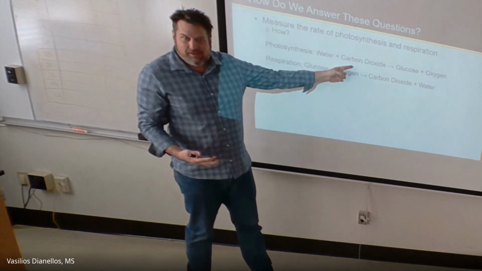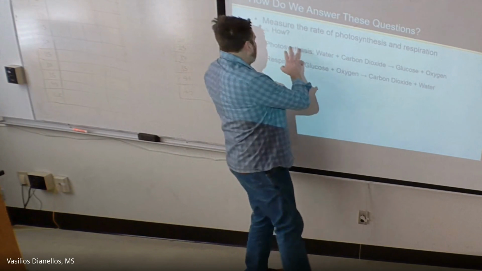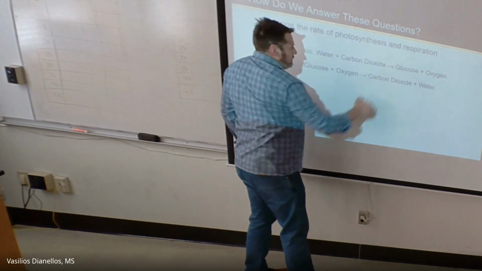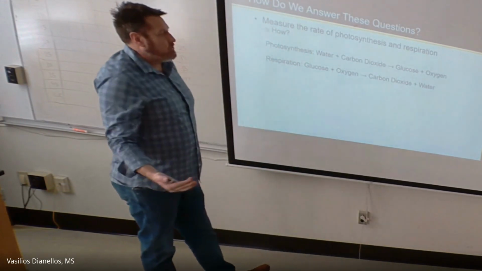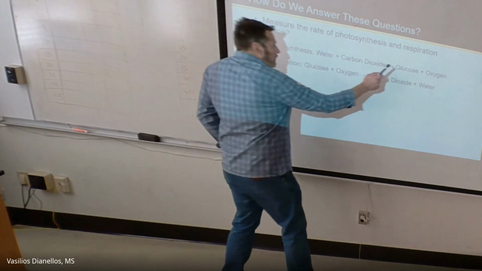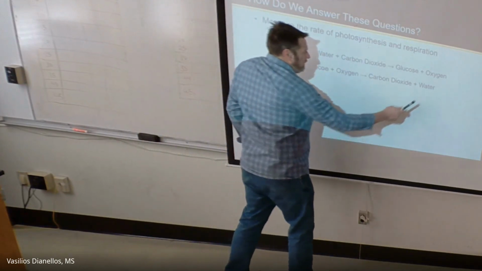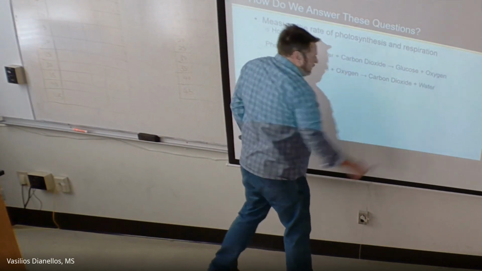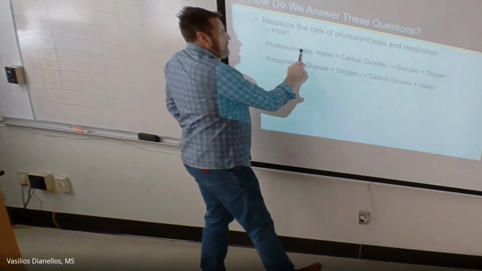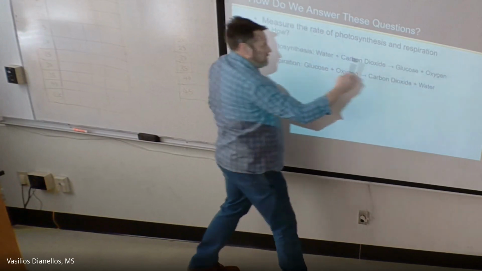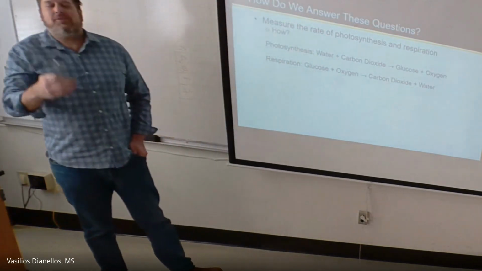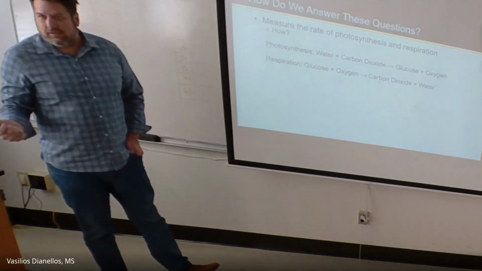Does that make sense? All right. Photosynthesis produces glucose. So if somehow we can measure the levels of glucose, if the levels of glucose were increasing, we would know photosynthesis is happening. Same thing here. If we can measure the levels of oxygen, we would know photosynthesis is happening if oxygen is increasing, because photosynthesis produces oxygen. Does all that make sense?